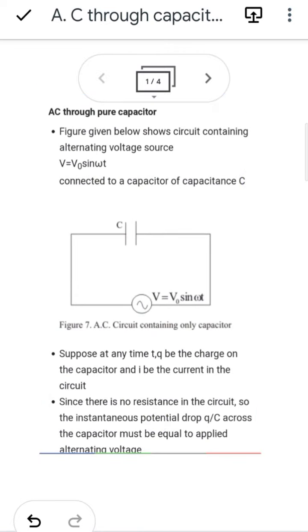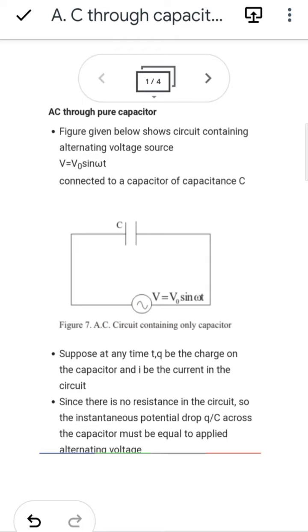We can see over here this circuit consists of an alternating voltage, and this is connected to a capacitor. This is the capacitor you can see over here. So we will see that the value of V equals V0 sine omega t, and we will do the derivation.